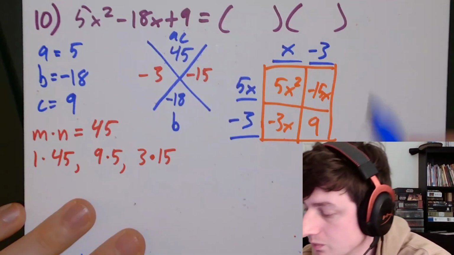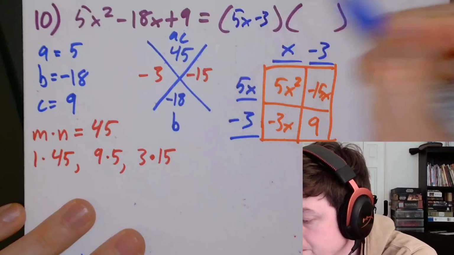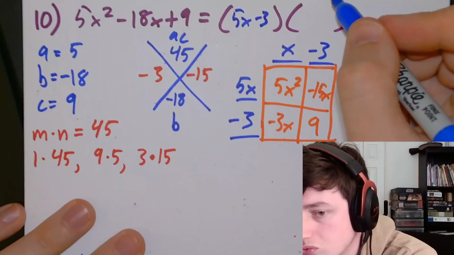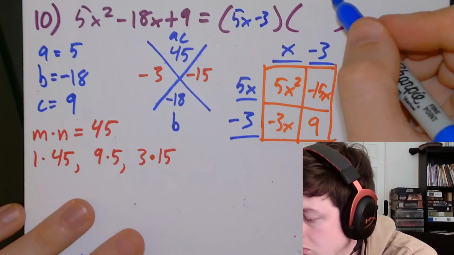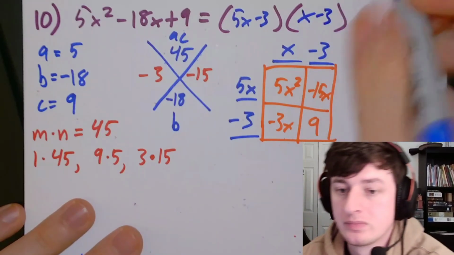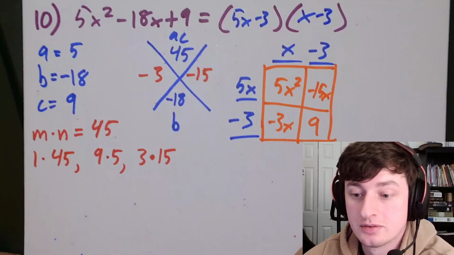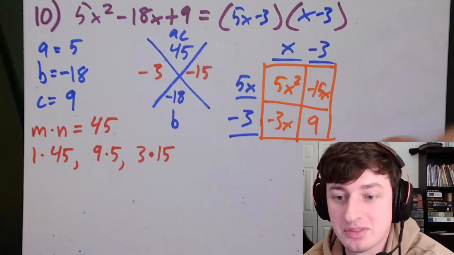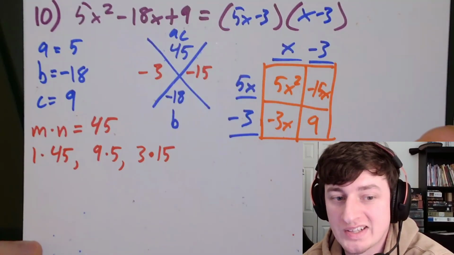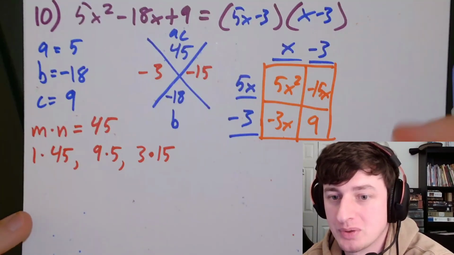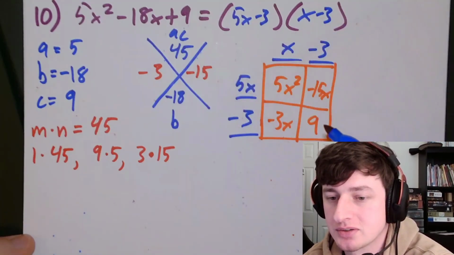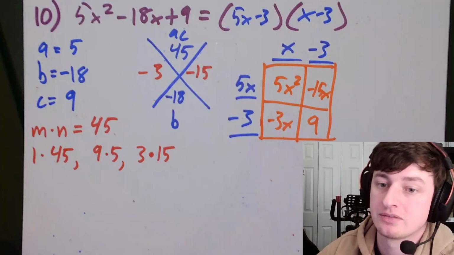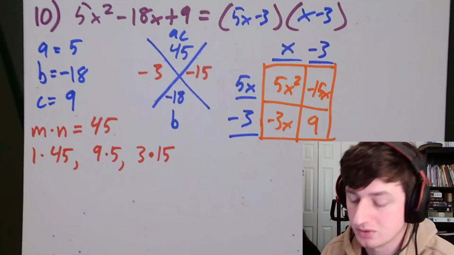Okay, so then our answer is 5x minus 3 and x minus 3. Now, you could have said that these top two were negative and these were positive, and that's the same thing. It's the same. But we like to not have negatives on our x's and our 5x's. We like to put the negatives on these numbers. You could have written negative 5x plus 3 and negative x plus 3, and that would give you the same thing.